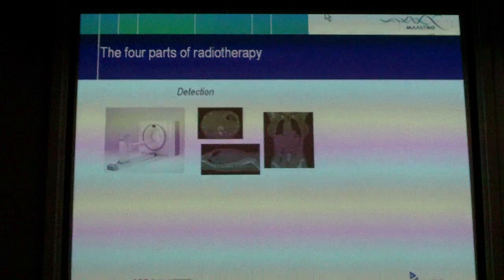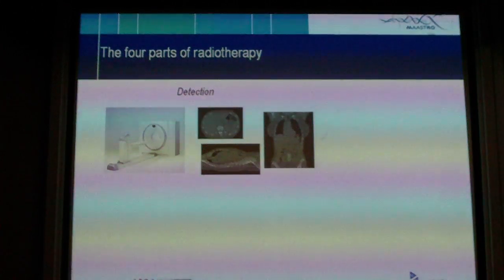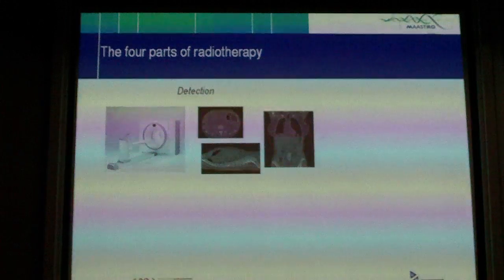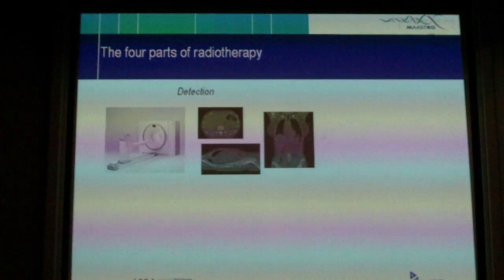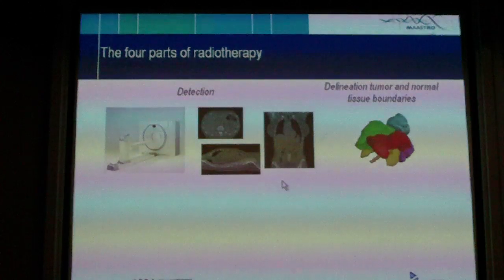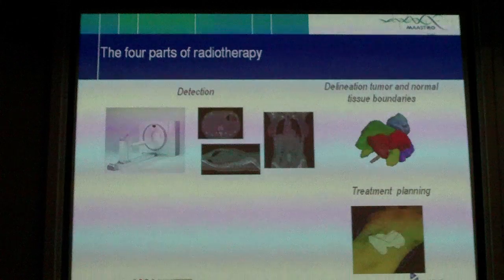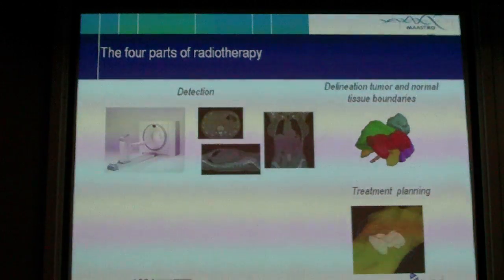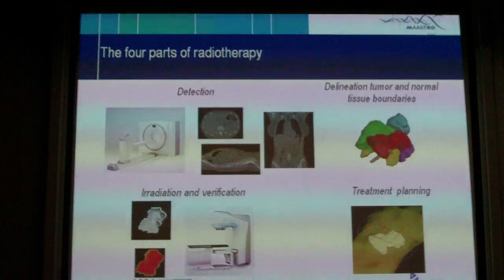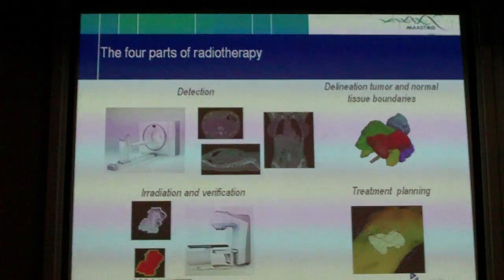In the last part of the lecture, I'm going through the different steps if a patient presents himself to a radiotherapy department and what happens. The patient first gets a scan to detect the tumor. It can be a PET scan, PET-CT, or a CT scan. So it's the detection phase. The second phase is delineation of the tumor and normal tissue boundaries. Then you do treatment planning, so you really confine the beams of your irradiation towards the target, the tumor, and then you do verification. You want to guarantee that the treatment that you gave is the proper treatment.